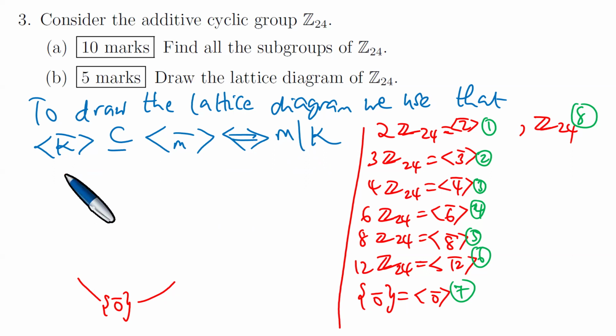Okay, so now let us do this. We start with the smallest one, 0 of order 1. If you want to put a bigger one up here, this bigger one must be such that its order divides the smaller one.